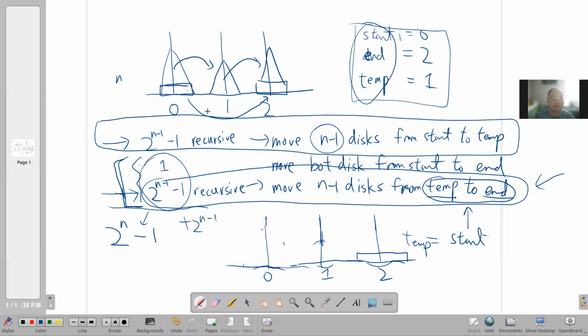Okay, so if the location of the bottom disk is the start peg, that means you haven't gone to the second half yet. So you're still in the first half. If the location is a temporary peg, you know the answer is impossible. If the location of the bottom disk is in the destination, the end peg, then you know it's in the second half.